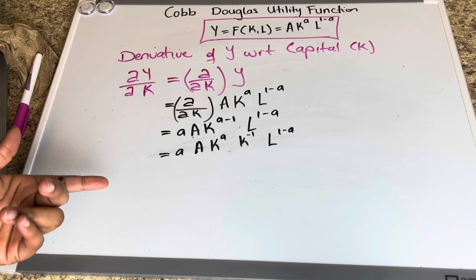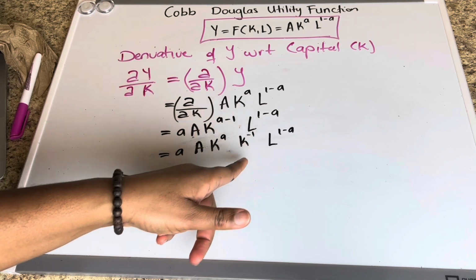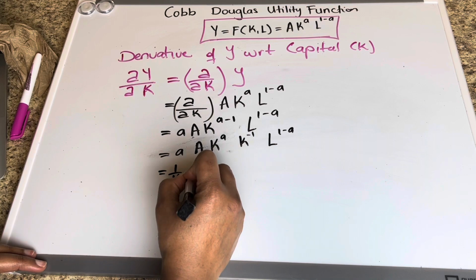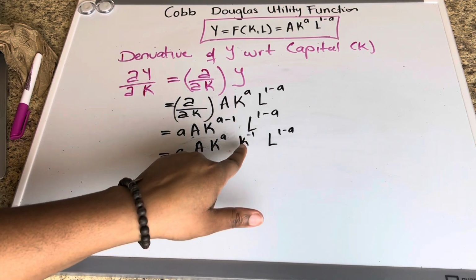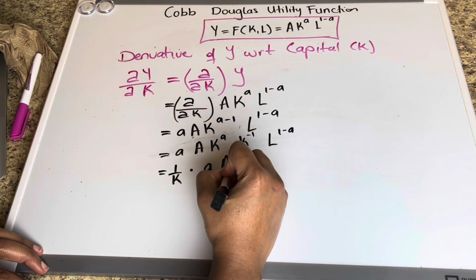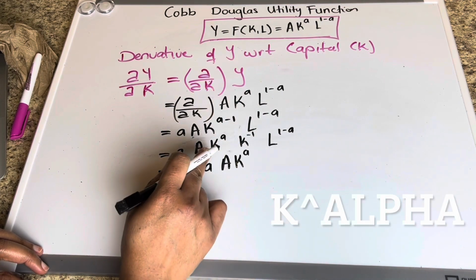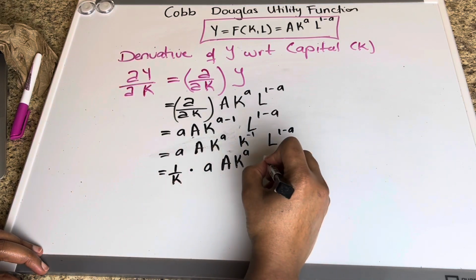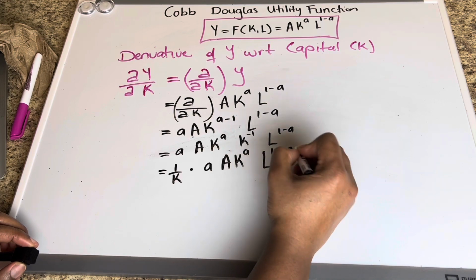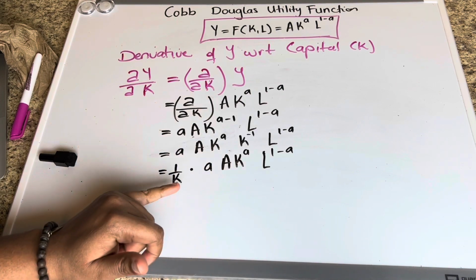All right, so from here, what else can we do to make this look a lot more friendly? Fine, we have k raised to the power of minus 1. This portion can also be written as 1 over k. And then we're going to be multiplying this, which is this, by the rest of what is in the function. So that is times alpha, A, the constant for A, and then k raised to the power of alpha, L to the 1 minus alpha.